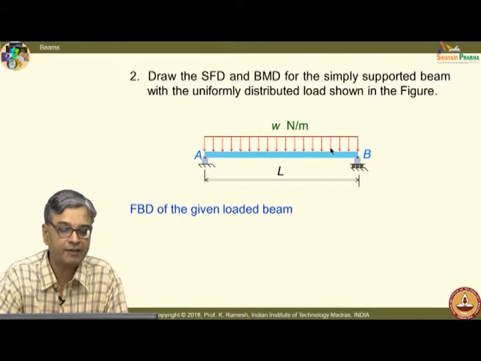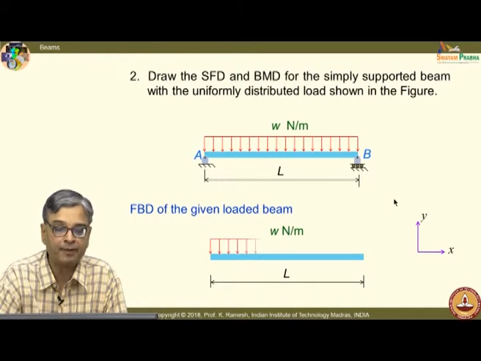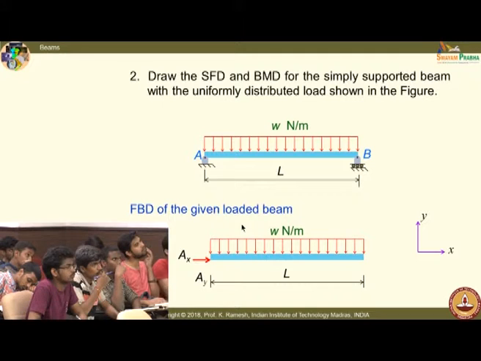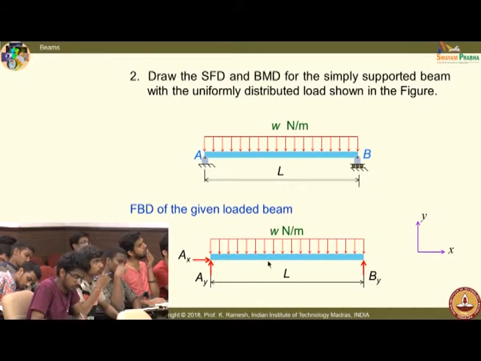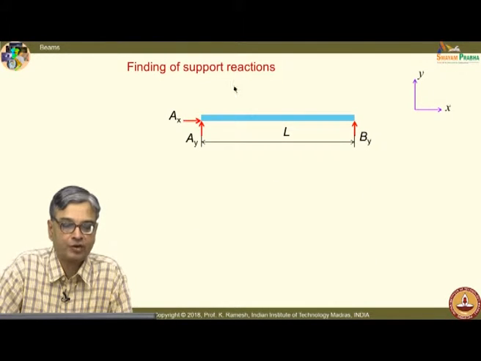So, the FBD of the given loaded beam, say I follow a discipline, I put the reference axis. I expect you to put the reference axis in your free bodies, and when I put the body, I completely remove it from the supports, and you have here the hinged joint that is replaced by two forces Ax and Ay. On the other side, you have a roller support which is replaced by a single vertical force By. Let us find out the support reactions.